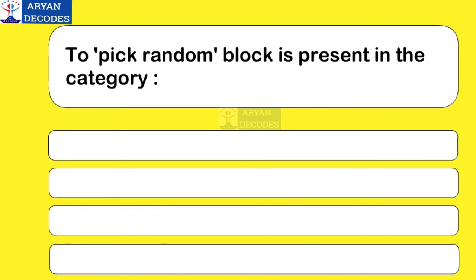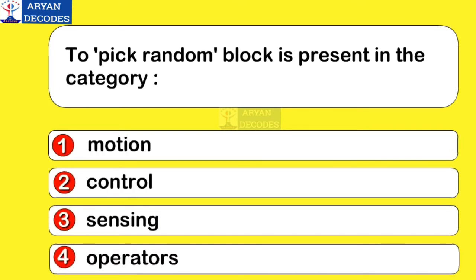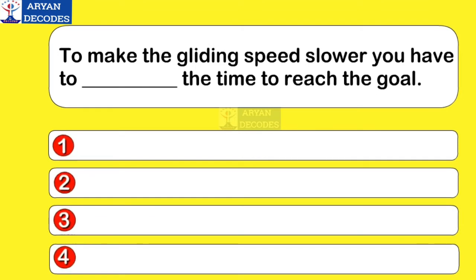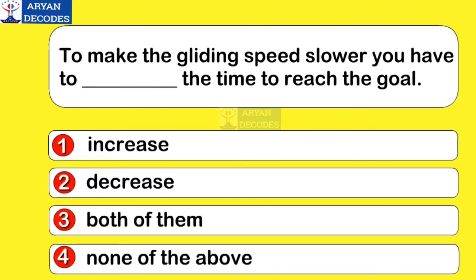To pick random block is present in the category. And the correct option is operators. Now move on to the next question. To make the gliding speed slower, you have to dash the time to reach the goal. And the correct option is increase. Now move on to the next question.